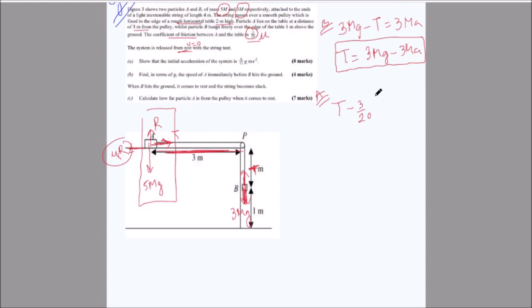These maths are lengthy, but the process is similar. If you practice 3 or 4 maths completely by yourself, then you will find it easy. 5mg is your reaction force. So tension minus mu R, as in the frictional force, equals ma.